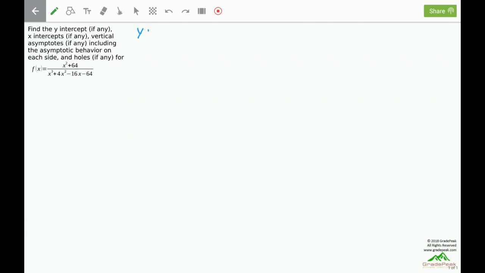The first thing to find is the y-intercept, where the function crosses the y-axis, defined by x equals 0. The corresponding y-coordinate can be found by plugging the 0 in for x into the function. f of 0 is 0 squared plus 64 divided by 0 cubed plus 4 times 0 squared minus 16 times 0 minus 64.